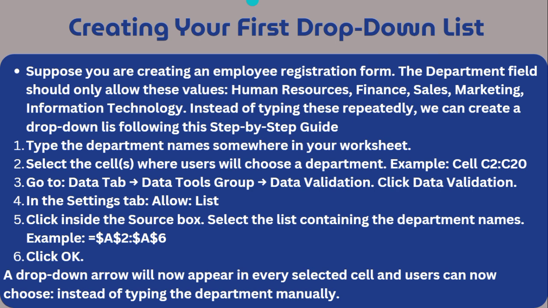So instead of typing this repeatedly, we can create a drop down list using the following step-by-step guide. Type the department names somewhere in your worksheet, select the cells where users will choose a department, for example cell C2 to C20, go to the Data tab, Data Tools group, and click Data Validation. In the Settings tab, you allow List, then click inside the Source box and select the list containing the department names, for example cells A2 to A6, then you click OK.